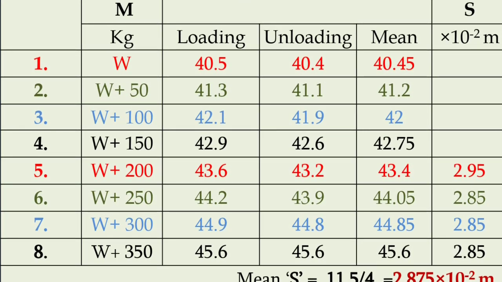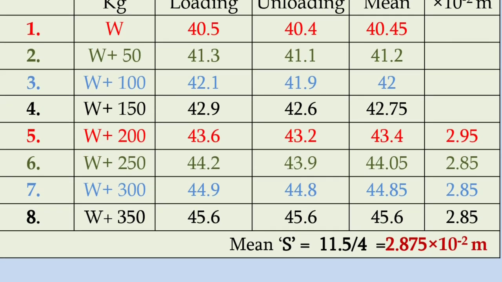The next 200 gram shift difference is between W plus 250 minus W plus 50, which is highlighted in green color. The corresponding scale readings are 44.05 minus 41.2. So, you will get 2.85. The next is W plus 300 minus W plus 100, which is highlighted in blue color. The corresponding scale reading is 44.85 minus 42, you get it as 2.85.